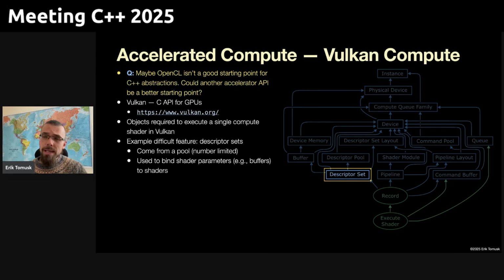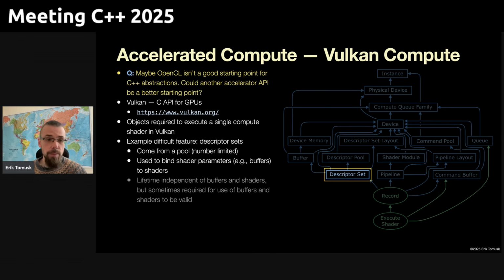Descriptors are used to bind parameters to shaders. A descriptor is the way you declare what a shader's arguments are going to be when it's executed. And that makes it very difficult to figure out what the lifetime and dependencies of these various objects are, because a shader might only be valid if there are certain descriptors that are alive, but the descriptors don't belong to the shader. The descriptors belong to a pool that's independent.